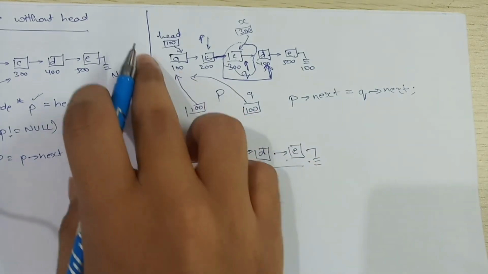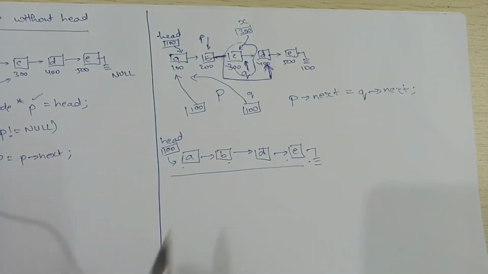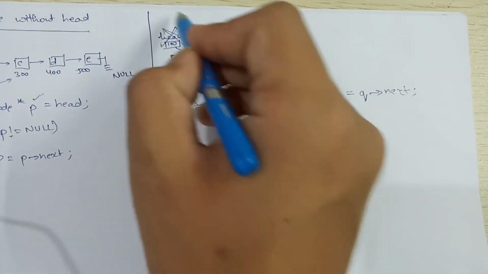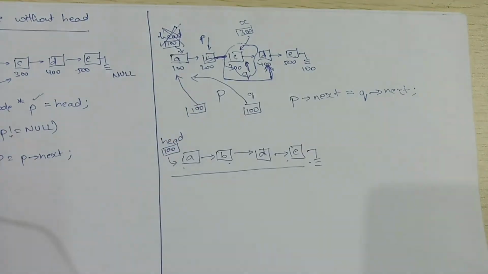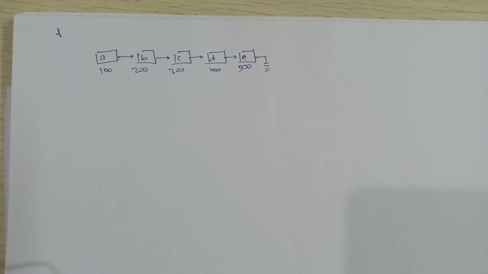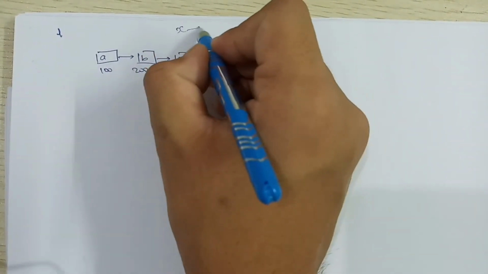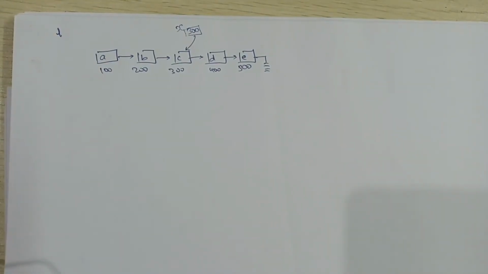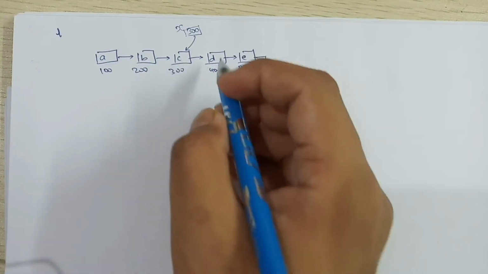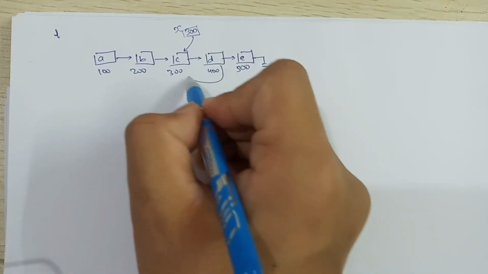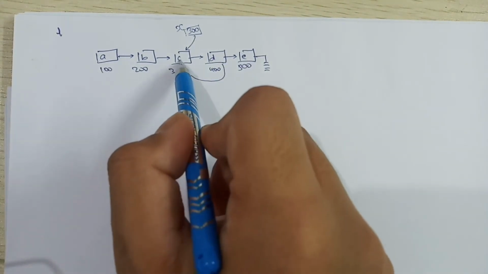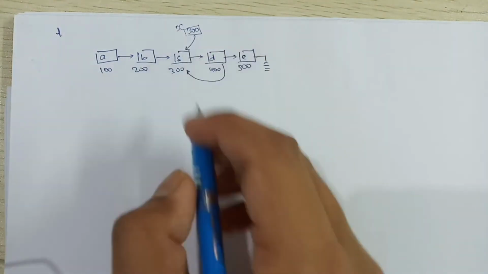So you delete the c node when the head is given to you, but in the question the head is not given to you, so you have to delete without knowing the first node address of the linked list. So let's solve the question. This is the linked list, and suppose x is given to you with the address of a node that has to be deleted. What you can do is copy the data of the next node into the node that has to be deleted. So you'll copy like this.